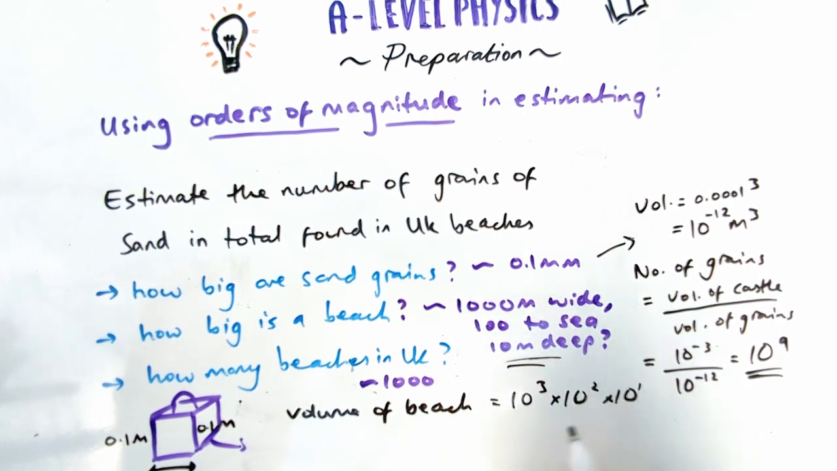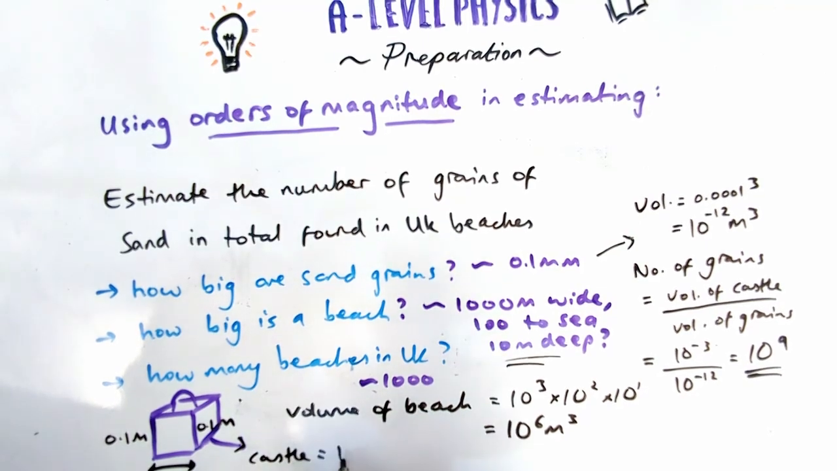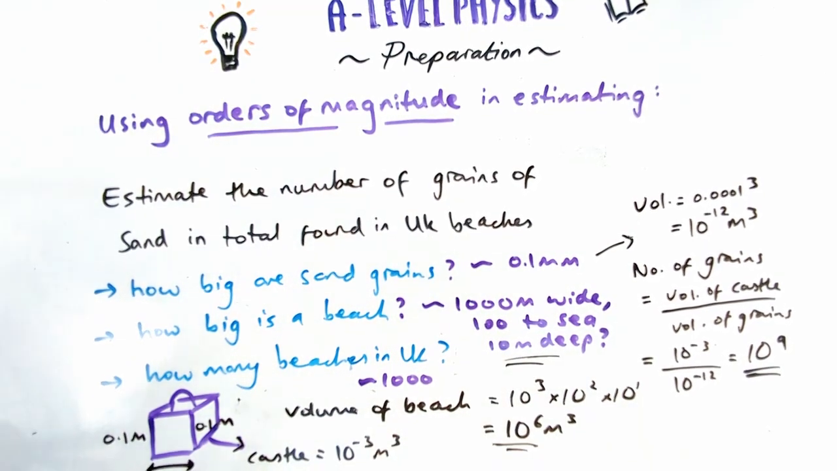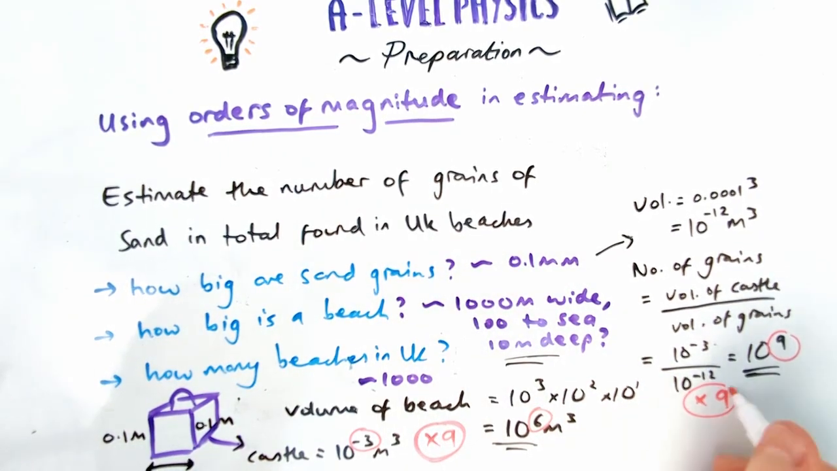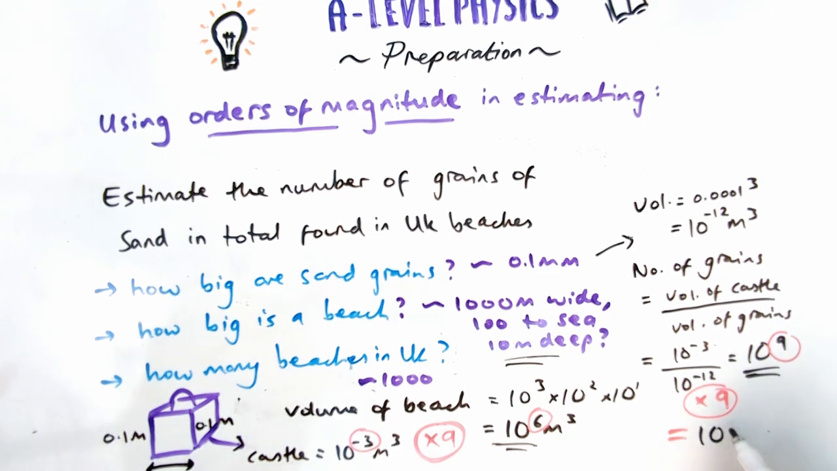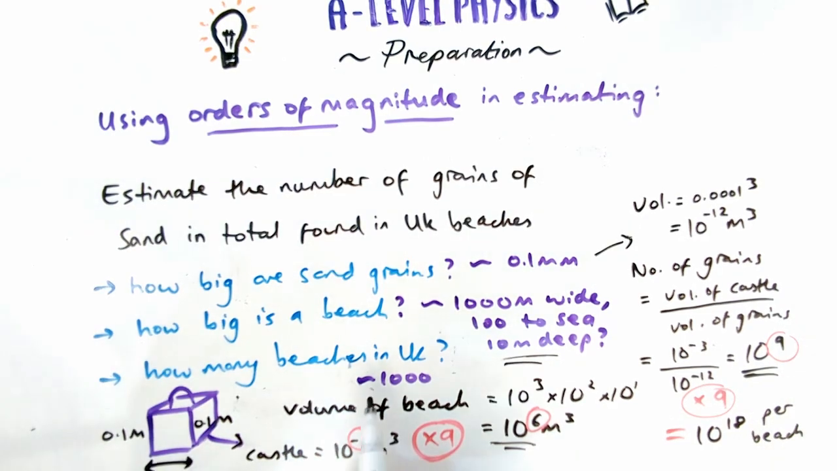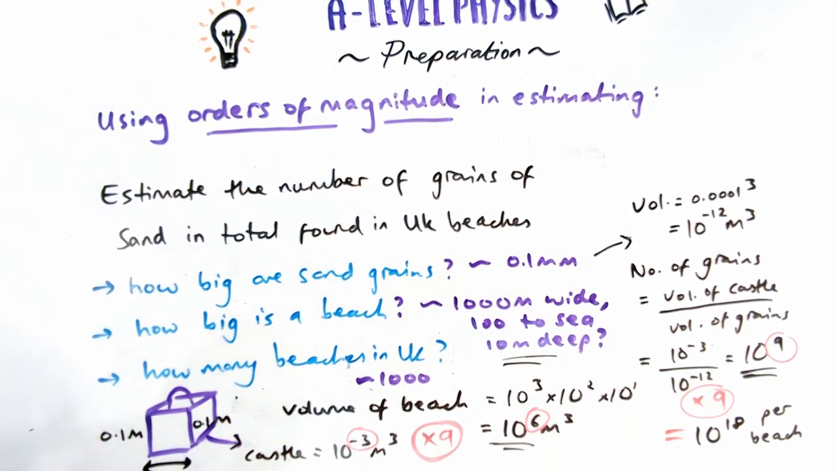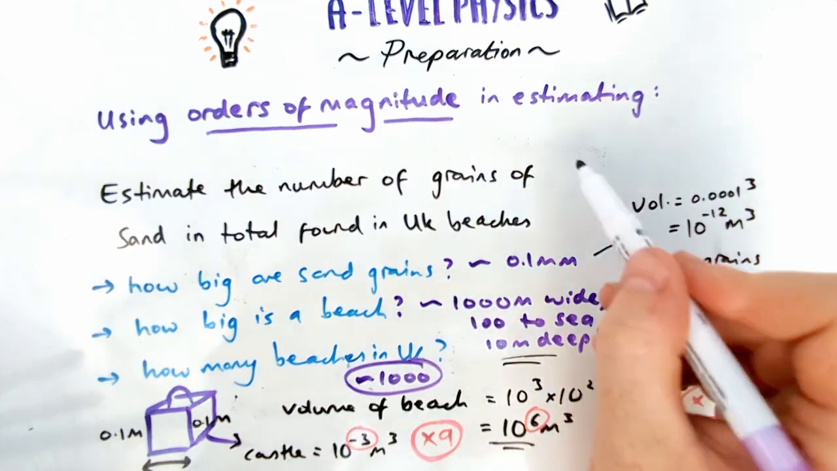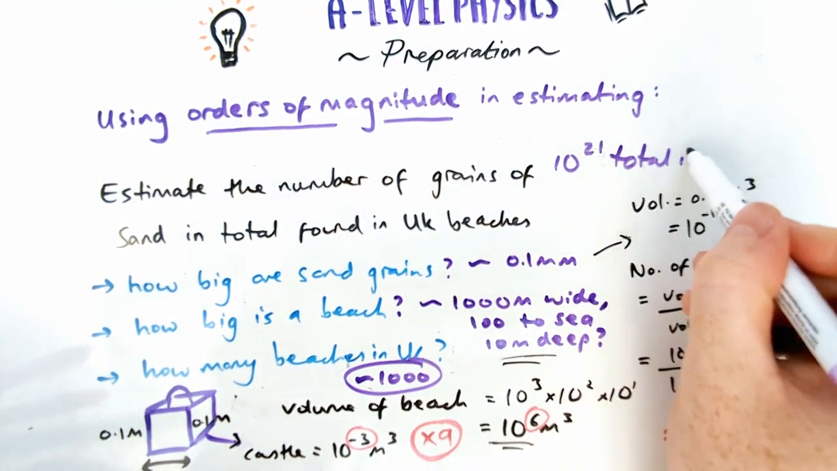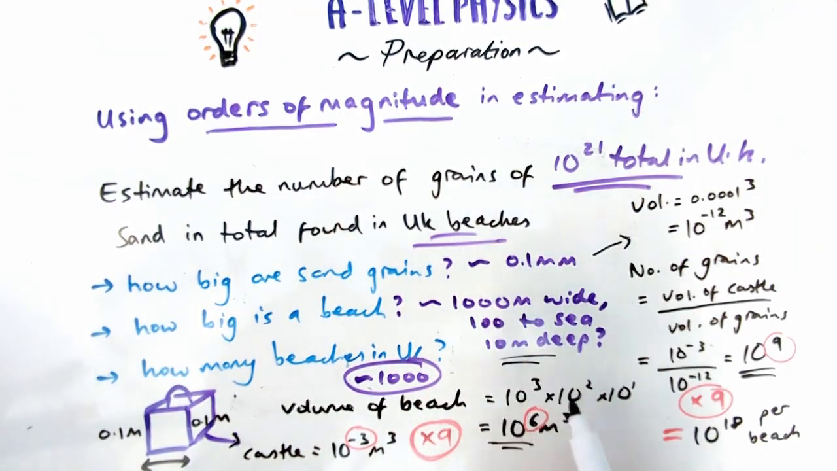Next, let's think about the volume of a beach. The volume of the beach overall is going to be those three measurements, 1,000 meters times 100 times 10, 10 to the power 6 meters cubed. The volume of the sandcastle was 10 to the power minus 3 meters cubed. That's an order of magnitude of 9 difference. So if we multiply our answer by a factor of order of magnitude of 9, we would then have 10 to the power 18. So 10 to the power 18 sand grains in one beach. Then there's 1,000 beaches in the UK, so times it by 1,000 gives us 10 to the power 21.